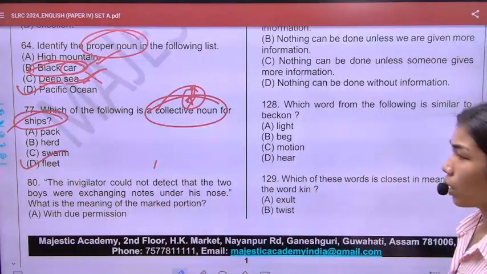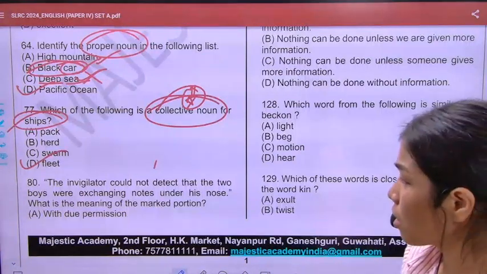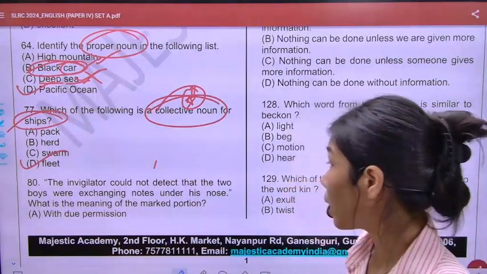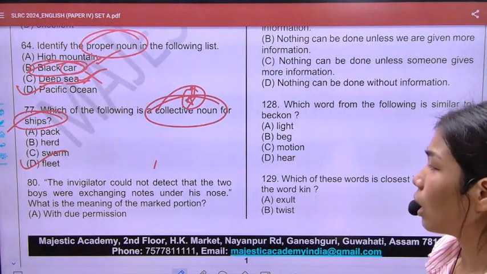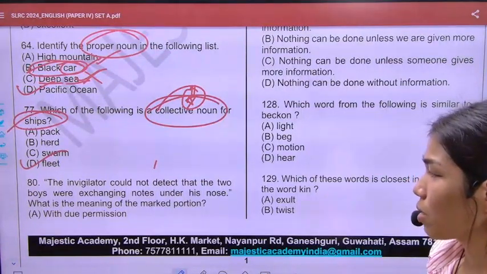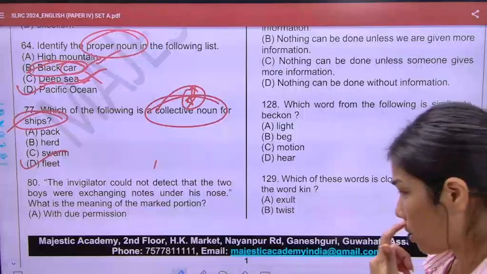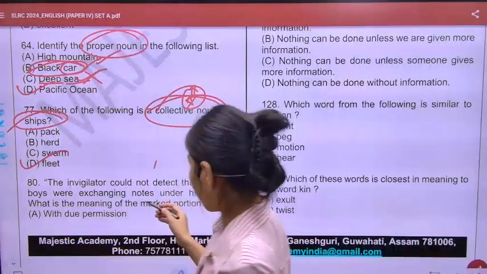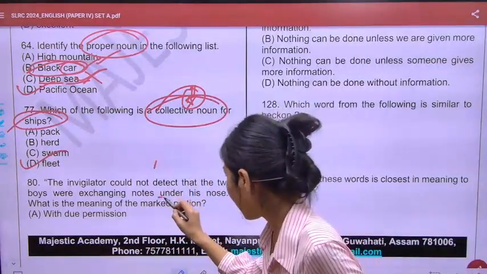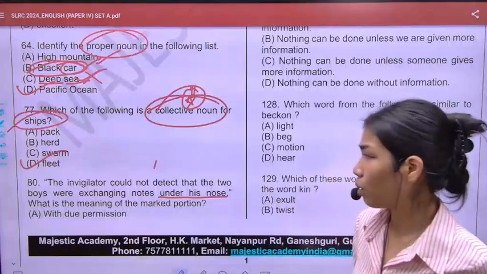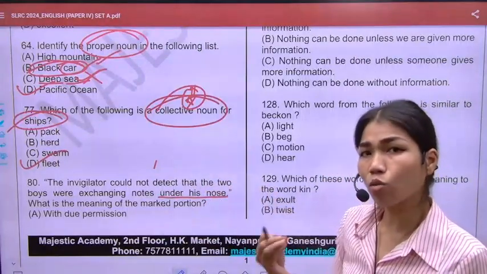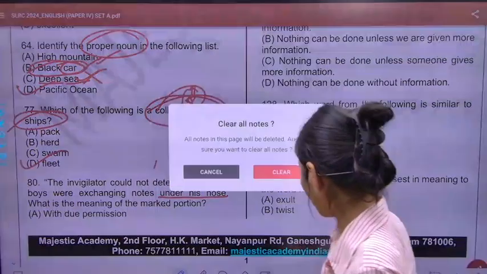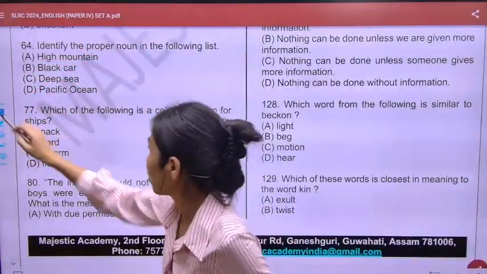Next question, question number 80. It says the invigilator could not detect that the two boys were exchanging notes under his nose. What is the meaning of the marked portion? So the underlined portion should be under his nose. They are asking the meaning of the underlined portion. Let's see the options first.